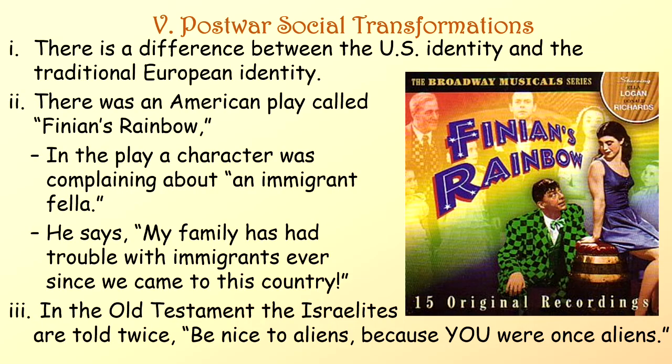There's a difference between the U.S. identity and the traditional European identity. There was an American play called Finian's Rainbow, and in the play, a character was complaining about an immigrant fella.